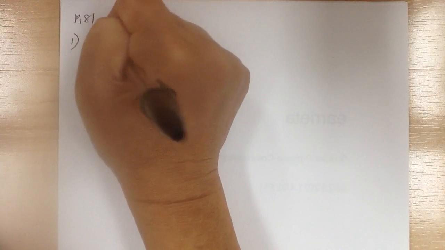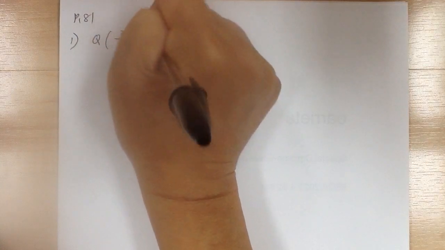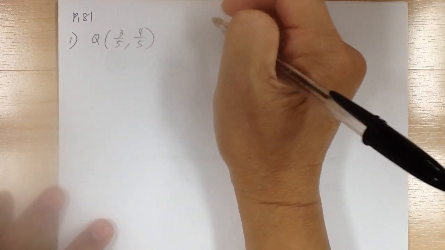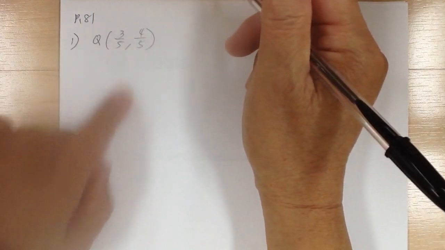Let's go to page 81 and start with number 1. So you have the point Q is 3 over 5 and 4 over 5. You want to verify that the point Q lies on the unit circle. Unit circle means the radius is equal to 1. So you just use the Pythagorean Theorem.